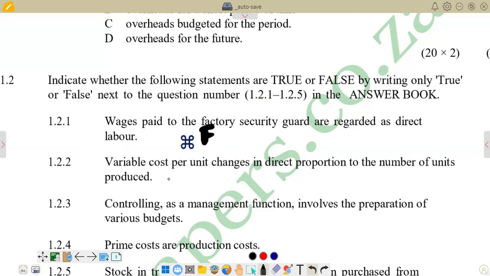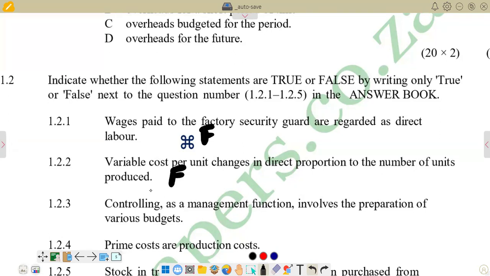Then you go to B, the second one, which is saying variable cost per unit changes in direct proportion to the number of units produced. So you would see that variable cost per unit does not change, but remains fixed because the one that changes is total variable cost. Remember, to get the total variable cost, we take the variable cost per unit times the number of units produced. Then we get the total variable cost. So what changes is the level of units being produced, but the variable cost per unit won't change. So this one again becomes false.